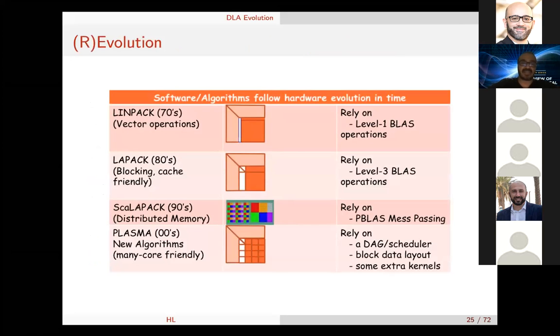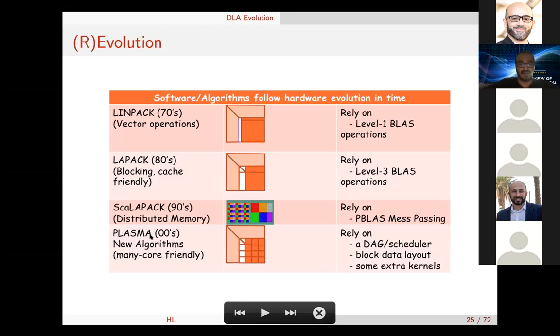So LAPACK and ScaLAPACK are basically state of the art, right? They've been there for more than 30 years. You'll find them in all supercomputers deployed today. They are used in many various applications. And there is an evolution, as I mentioned, from LINPACK to LAPACK to ScaLAPACK. And what we've seen in the last decade is the development of new algorithms based on tile algorithms. This is really an evolution, perhaps even a revolution, moving to those tile algorithms.